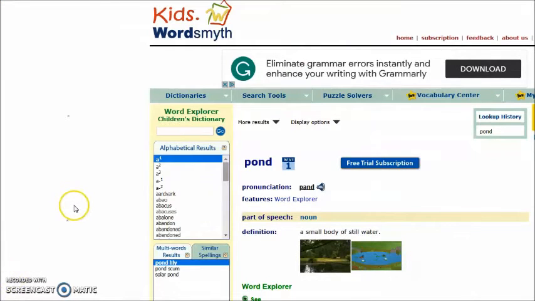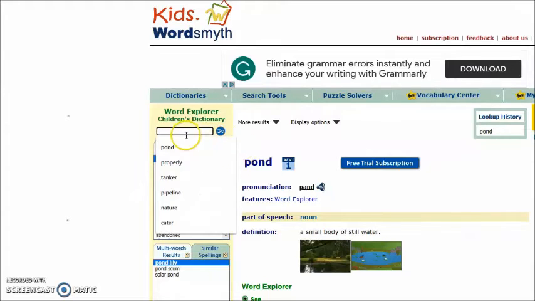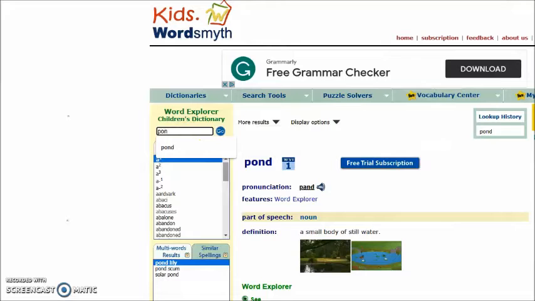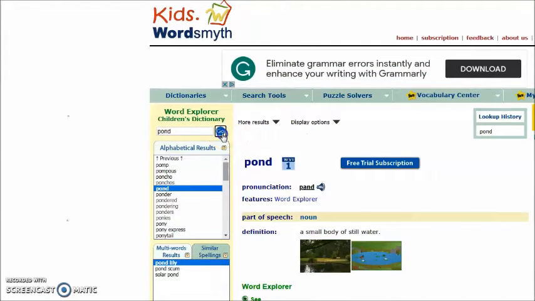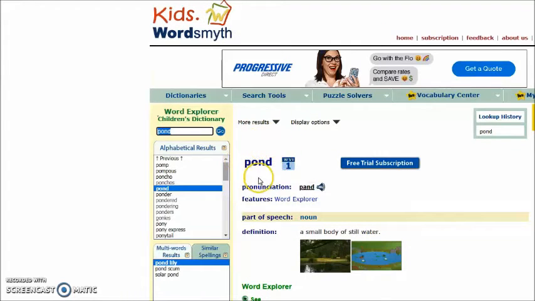If you go to the kidswordsmith.net website, you can find the word by putting the word, for example, pond, and then press go, and you'll see the word and the meaning, and sometimes there's a photo or pictures.